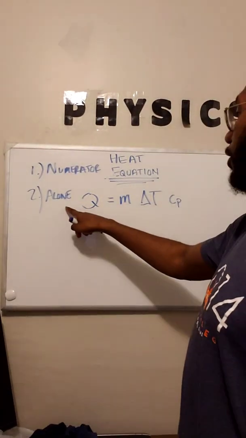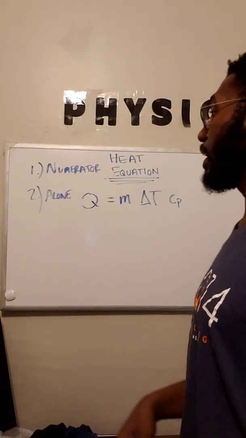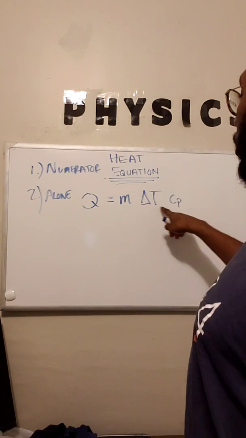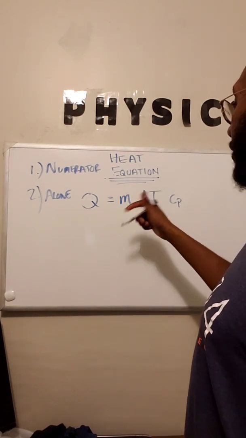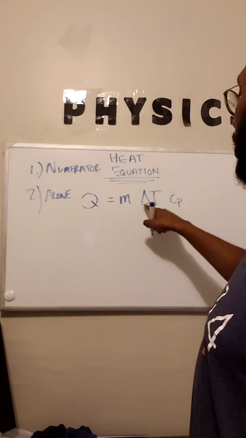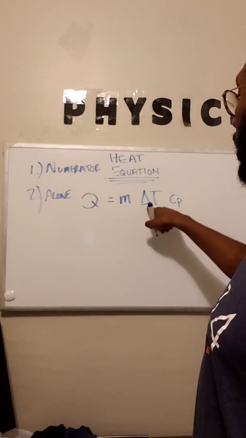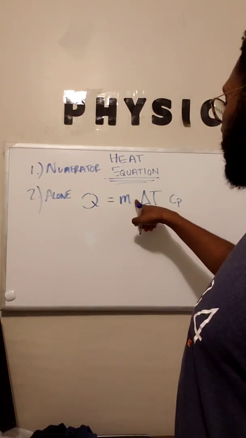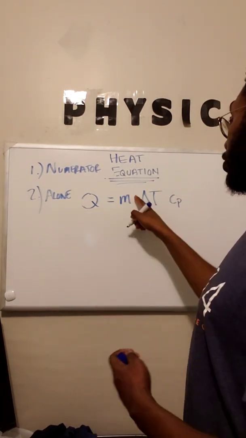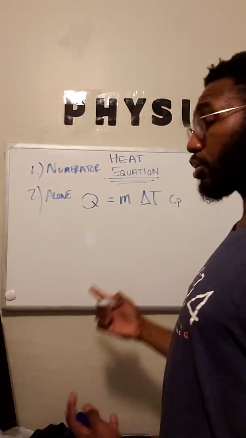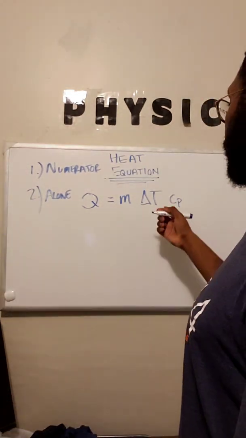However, M is not alone. It's hanging out with its friends. So all of M's friends need to go home. So we've got to get all of these off of the same side. Now, if we look at the relationship between M and delta T, it is multiplication because there's no operation between the two. So we can assume that it is multiplication.